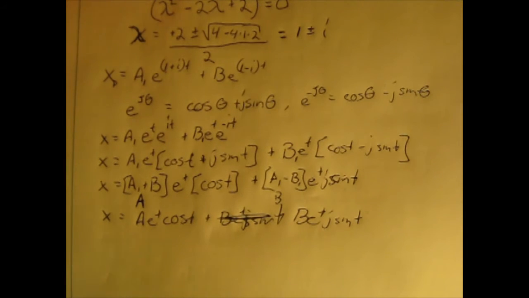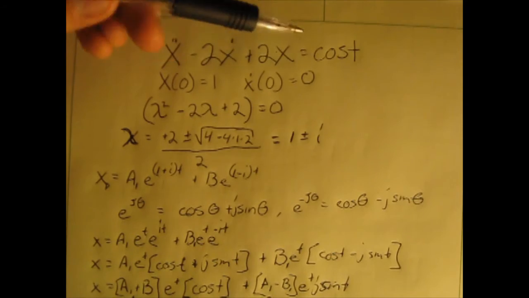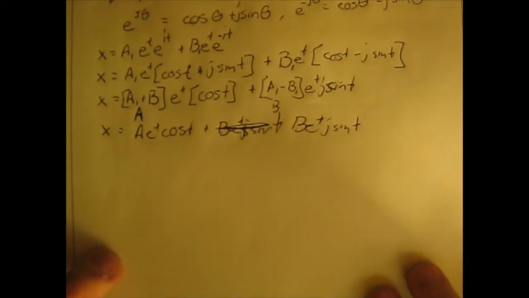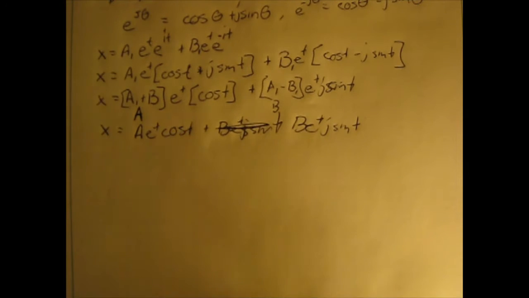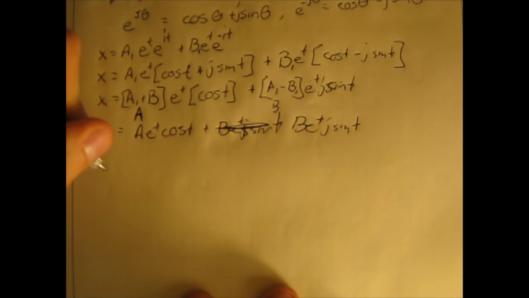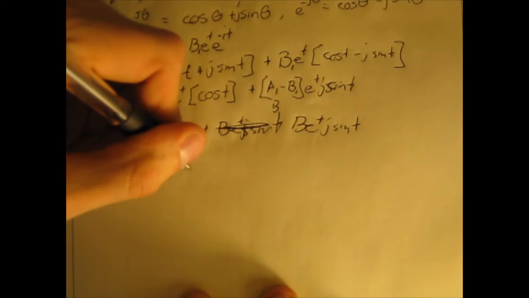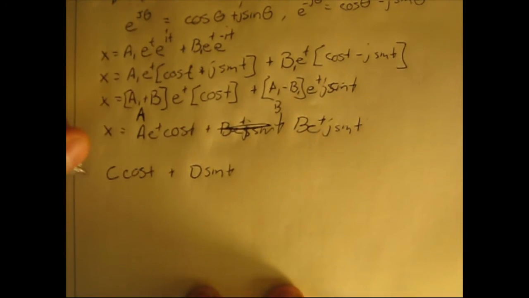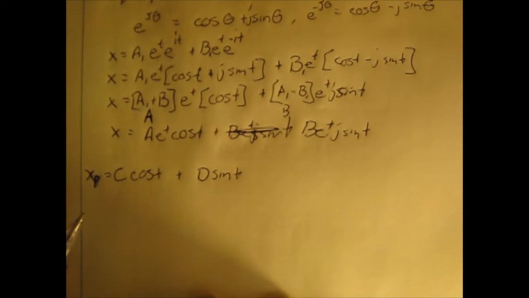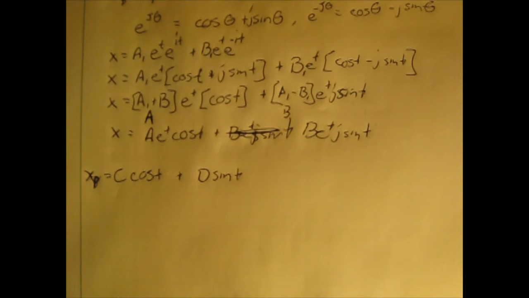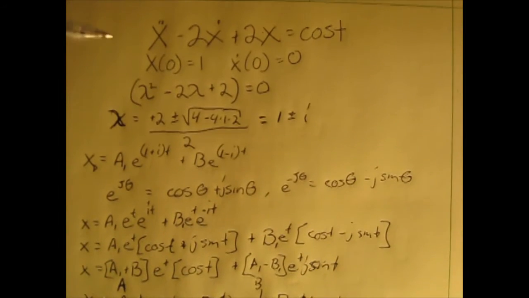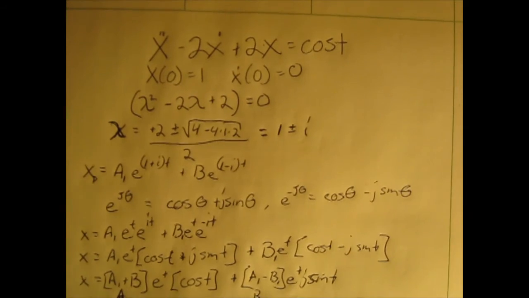Now, what we need to do is find the particular part of the solution, because we have this cosine function right here. To find it, we just assume that it's going to be in the form of, let's say, c cosine t plus d sine t. We'll call that x particular. That's our assumption. So all we got to do is plug it into this equation and figure out what it will be.